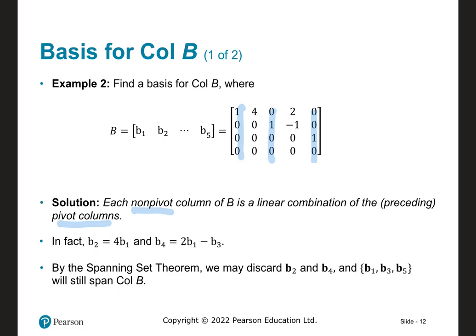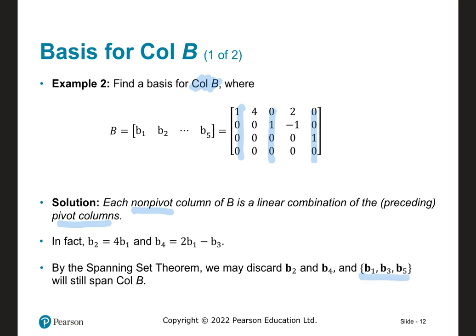So the column space, that is the collection of all the linear combinations of those 5 columns, can be generated with respect to only B1, B3, and B5. B2 and B4 are redundant, right? The contribution from B2 can be regenerated using B1. So the span of B1, B3, B5 will be the same as the column space of B.